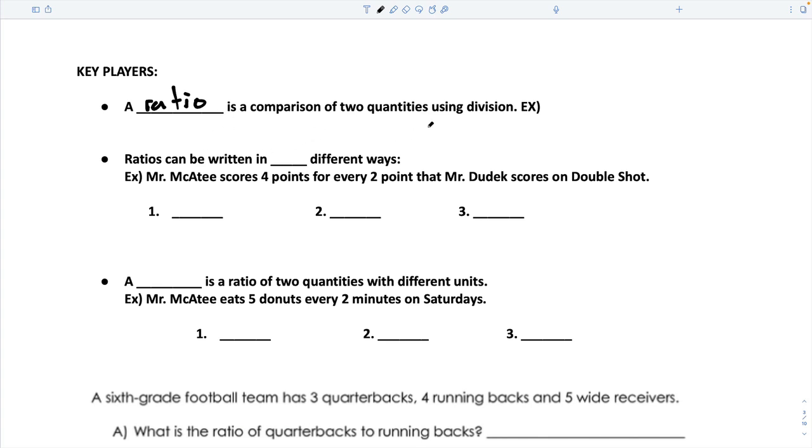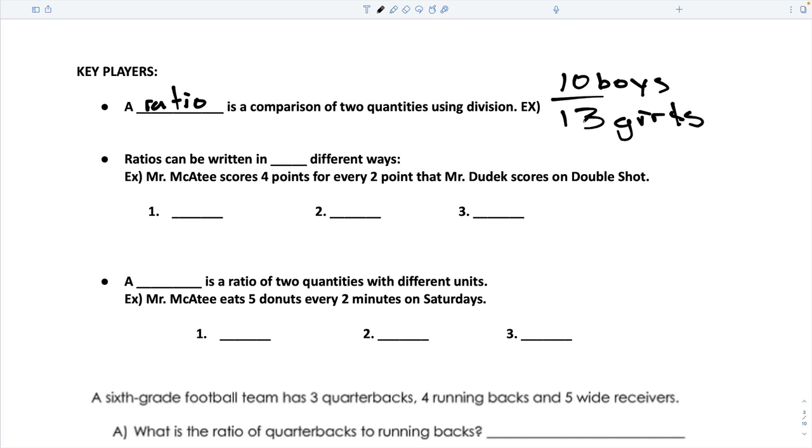Ratios: a comparison of two quantities using division. For example, if I say the ratio of boys to girls in this class is 10 to 13, there are 10 boys to 13 girls. That would be a ratio, and we're just comparing the two.